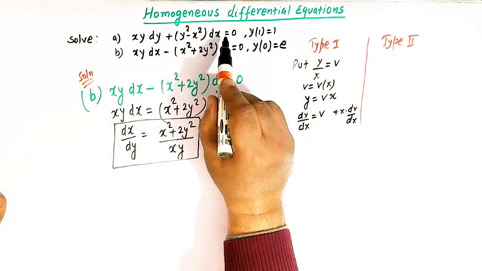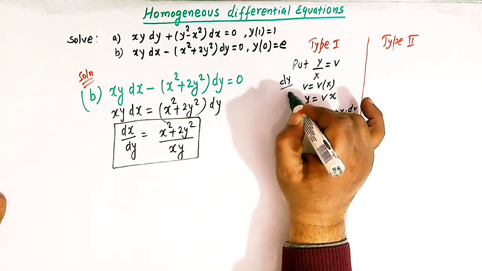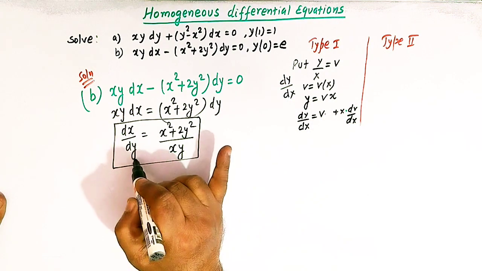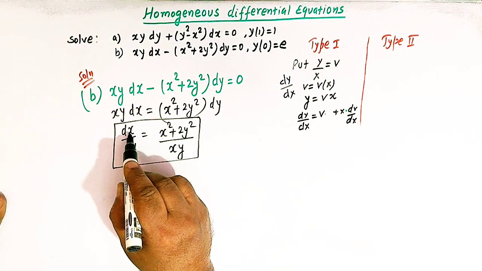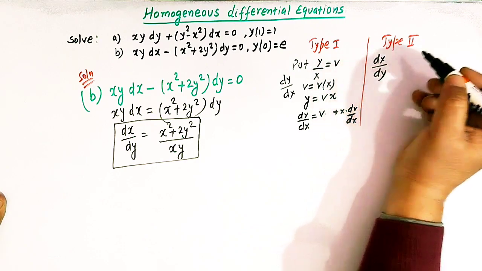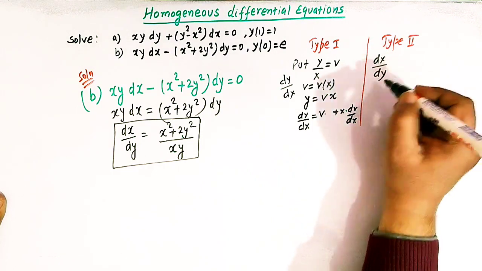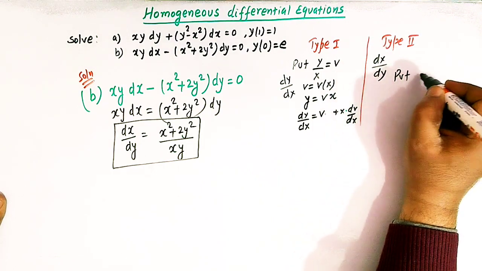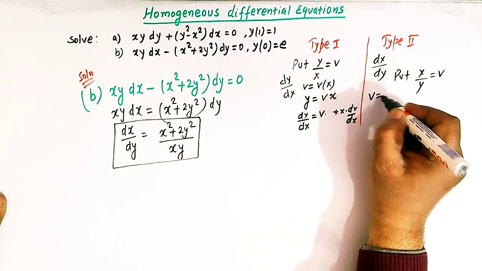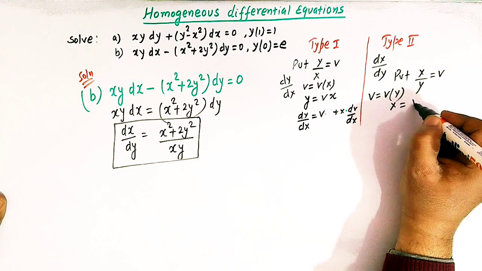And in the first case we have seen that we had the equation dy over dx, right? So whenever we come across this type of differential equation where we have dx over dy, then we'll solve this type of homogeneous differential equation by taking the substitution x over y is equal to v, where v is some function of y, right? So we can write x is equal to vy.